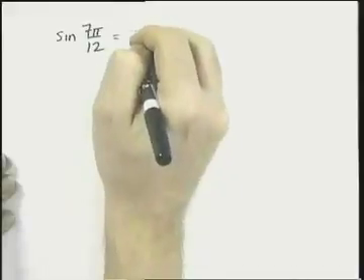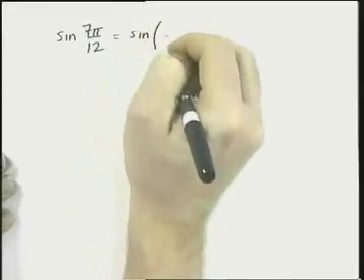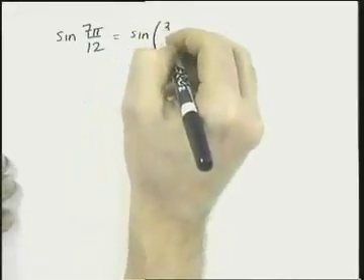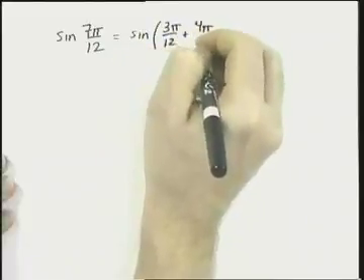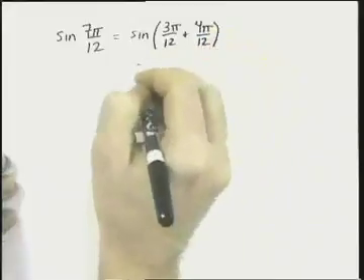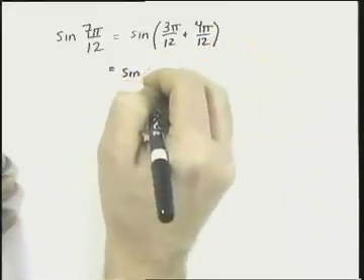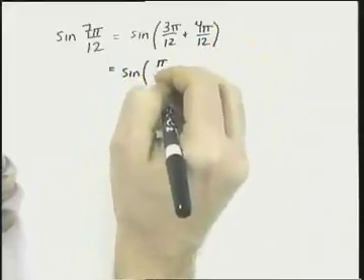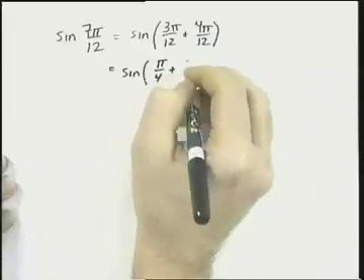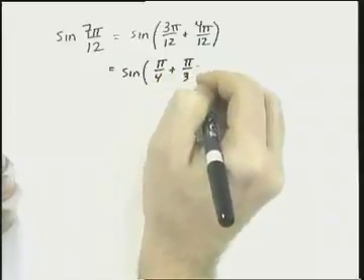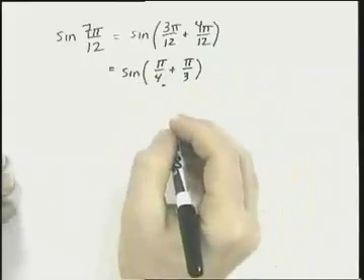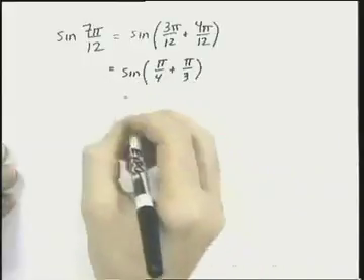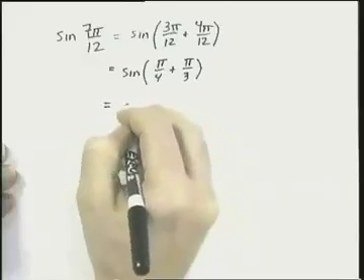For example, I could write 7 pi over 12 as 3 pi over 12 plus 4 pi over 12. Why do I choose those two values? Well, 3 pi over 12 is pi over 4. 4 pi over 12 is pi over 3. So now I can compute the sine of pi over 4 plus pi over 3 using my sum formula.